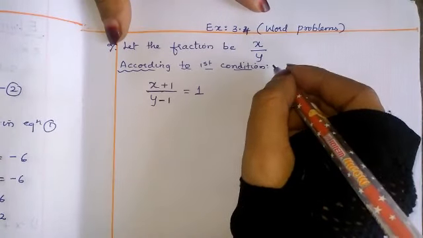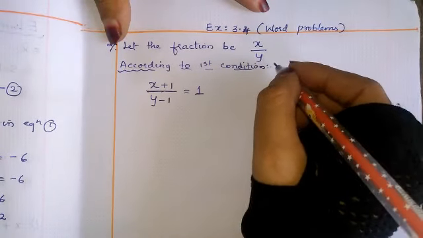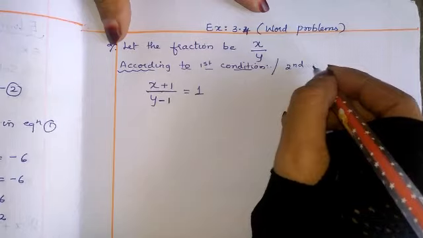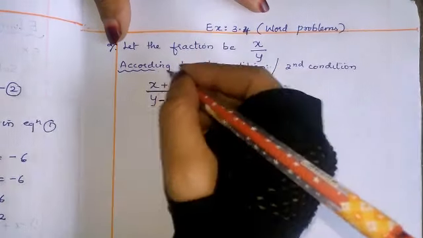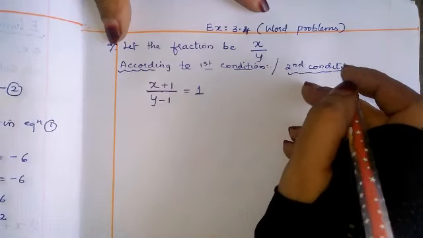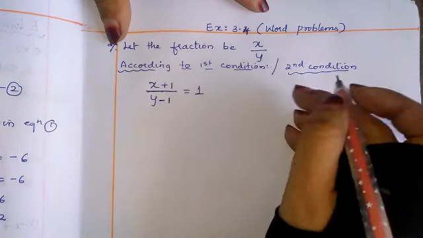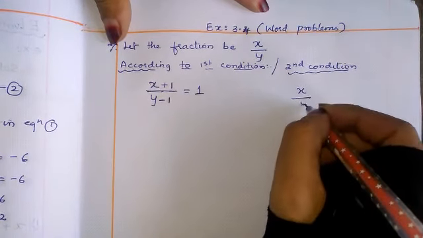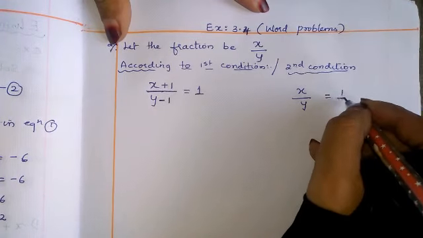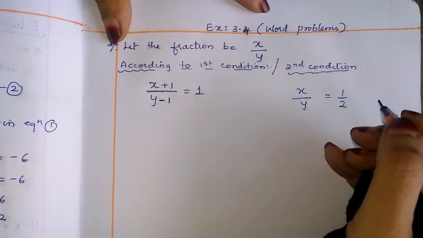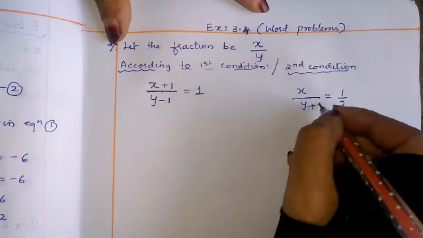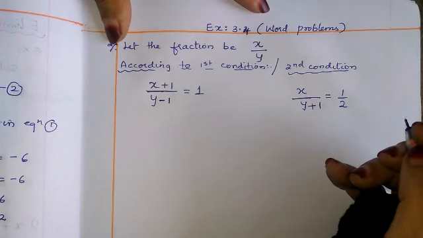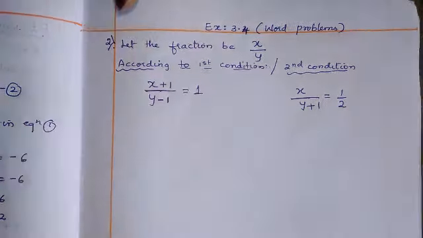Okay, let us see now the second condition. I'll write the second condition this side. This is the first condition. Now I am writing the second condition. It becomes half. That is, the fraction becomes half if we only add 1 to the denominator. What is the fraction? This is the question.